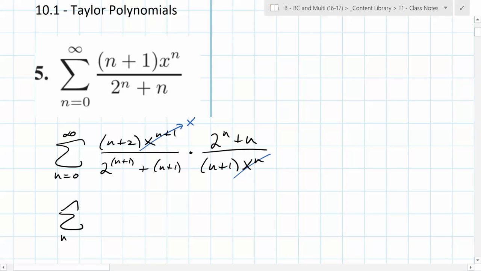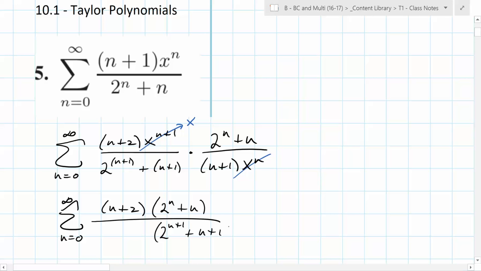We end up with, from 0 to infinity, n plus 2, and then you have 2 to the n plus n like this. And then let's just write it a little differently, 2 to the n plus 1 plus n plus 1 like this, and then n plus 1. All I did was rearrange it. I just changed the order. Oh, times x, yes. Times x, that is key, you're right.